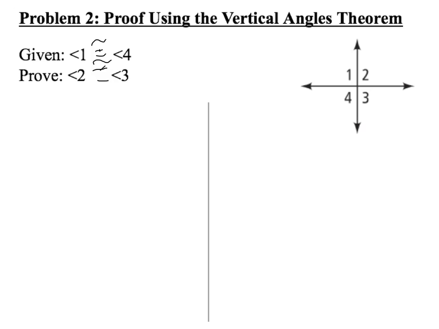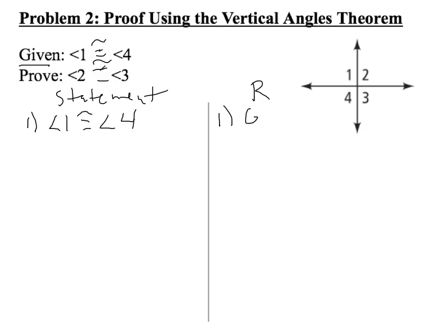So now I actually have a proof, and on the left hand side is where my statements are going to go, and on the right hand side is where my reasons are going to go. And always your first statement should be what's given to you. So I have that angle 1 is congruent to angle 4. And the reason I can say that is because it's given. So I'm going to label that on my picture, angle 1 and angle 4.